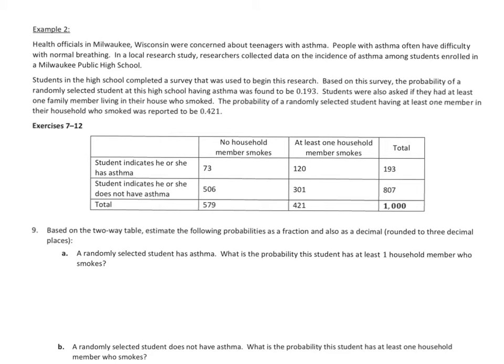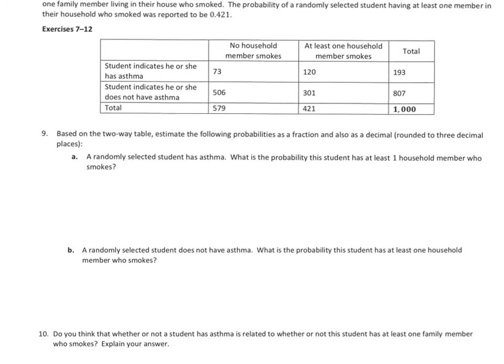This is an example where we're testing whether or not having asthma occurs more often when someone is smoking in a household. It says, based on the two-way table, estimate the following probabilities, as a fraction and as a decimal, rounding to 3 decimal places. So it says a randomly selected student has asthma. This here is your condition. Your student that you're picking has asthma. So I'm going to write condition over it. I do this sometimes to help myself. So that is my condition.